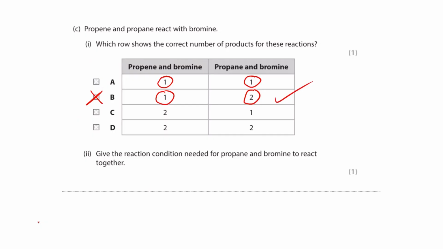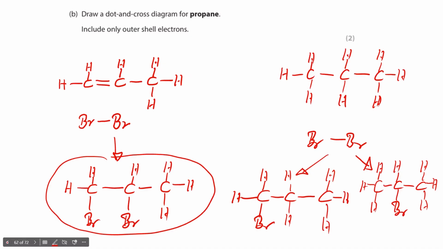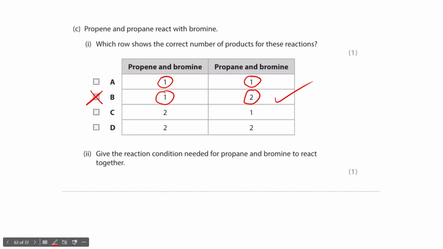And the next one, they're asking, give the reaction condition needed for propane and bromine to react together. We should know the reaction condition for this reaction. The condition for this one is ultraviolet light. We need UV light or UV radiation. With UV radiation only, this reaction takes place. So the answer for this one is ultraviolet radiation. Okay, then we'll go for the next one.